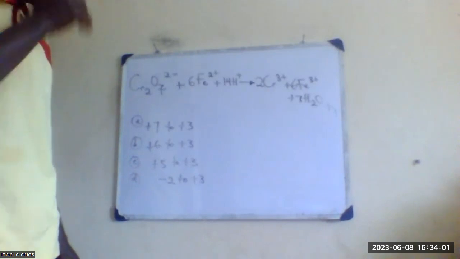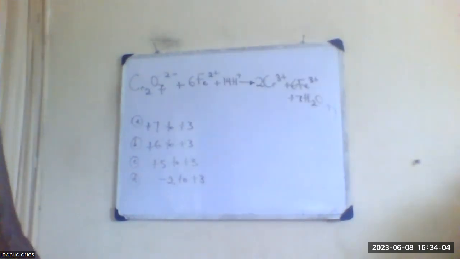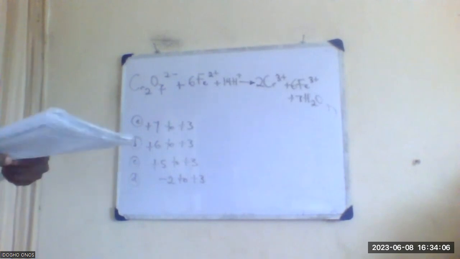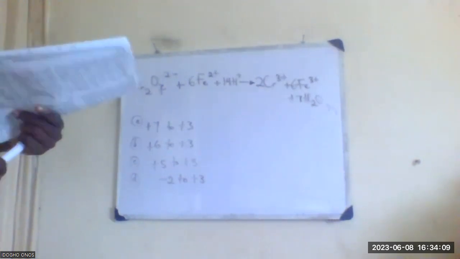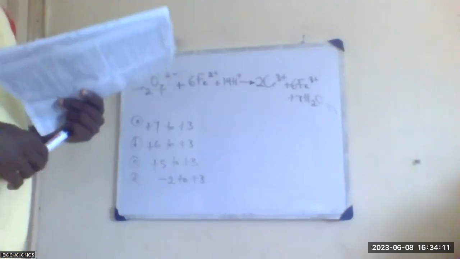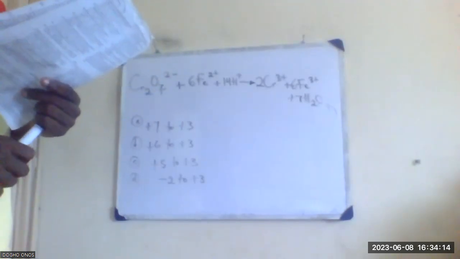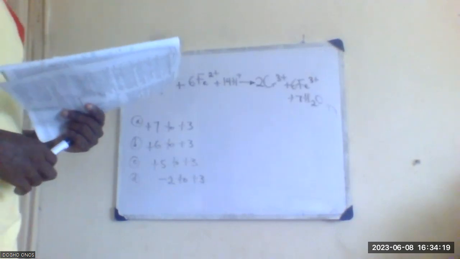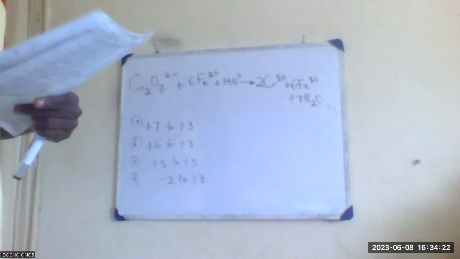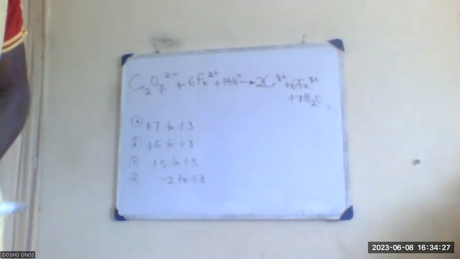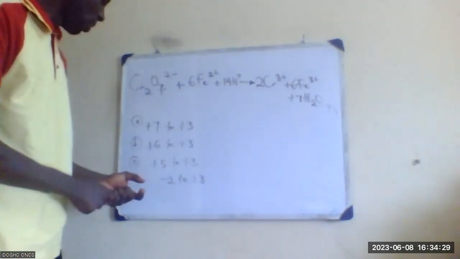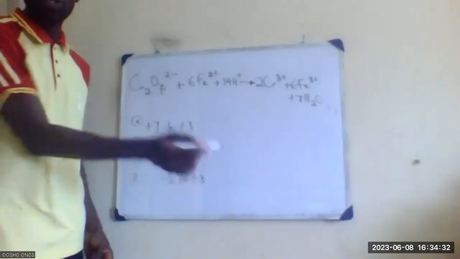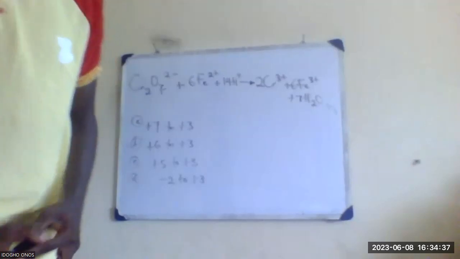Are you with me, please? Okay, can anybody try? In the above, chromium changes from +7 to +3, +6 to +3, +5 to +3, or -2 to +3. This is another JAMB question. Chromium is +6 there. So it's from +6 to +3. This one is not tricky; it's a straightforward answer. Yes, it's from +6 to +3. Good.